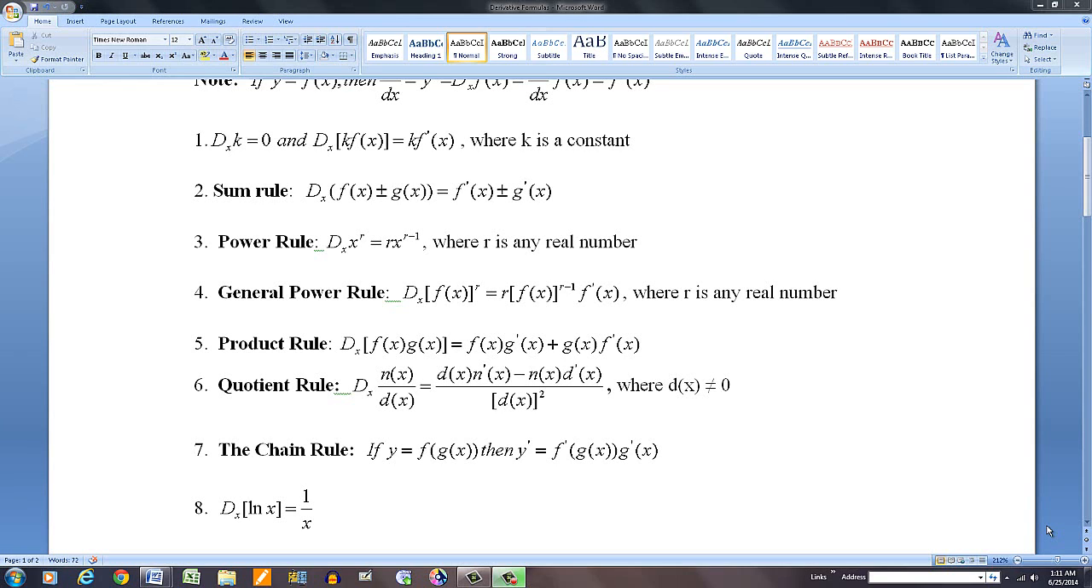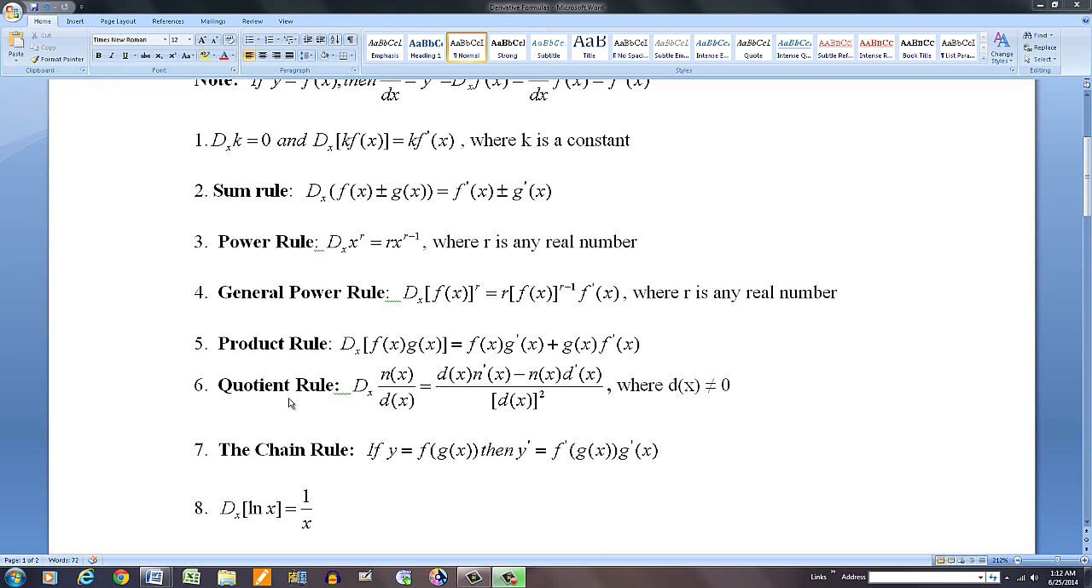Okay, this will be a second video in a series of videos dealing with the derivative of a function. In this video, I'm going to look at finding the derivative of a function using the quotient rule. So here I have a list of derivative formulas.